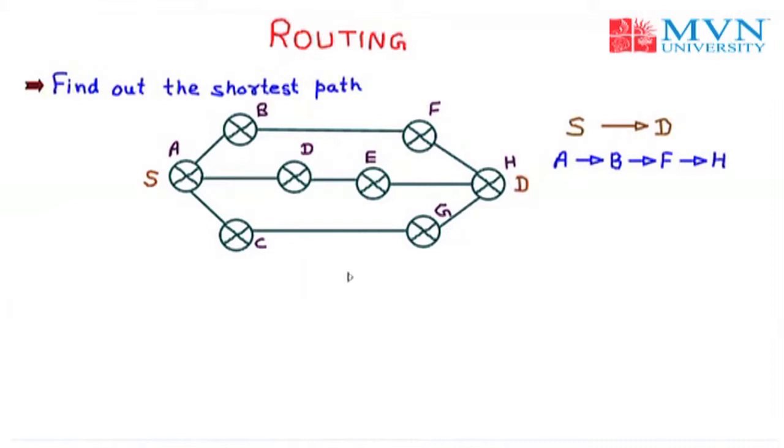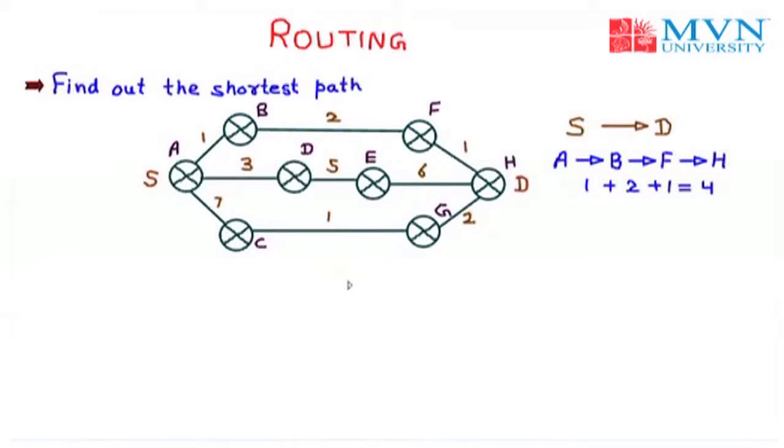Let us suppose I provide a particular distance parameter between each pair of routers. From A to B the distance is 1, B to F the distance is 2, from F to H is 1, from A to D is 3, D to E is 5, E to H is 6, A to C is 7, C to G is 1, G to H is 2. So if I am talking about ABFH, which is our first path, the total distance will be 1 plus 2 plus 1 is equal to 4.